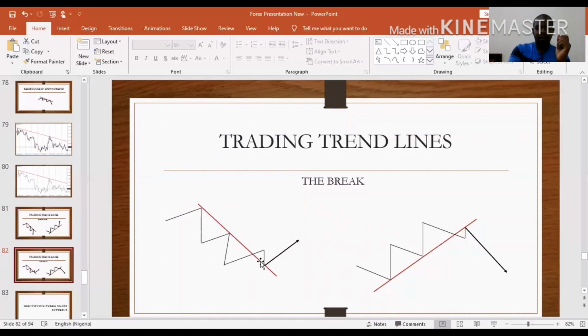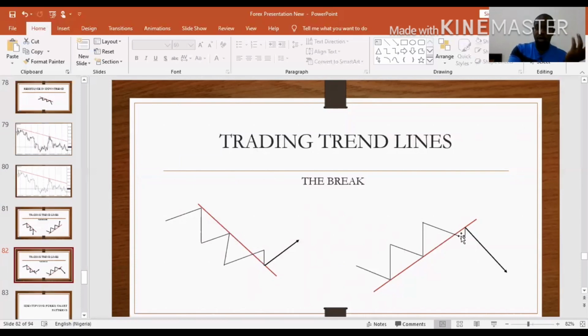Have your TP anywhere around, and set your stop loss below the broken trend line. That's how you trade a break of a trend line. The same thing in an uptrend. You see price respecting the support, and then it comes and breaks the trend line.